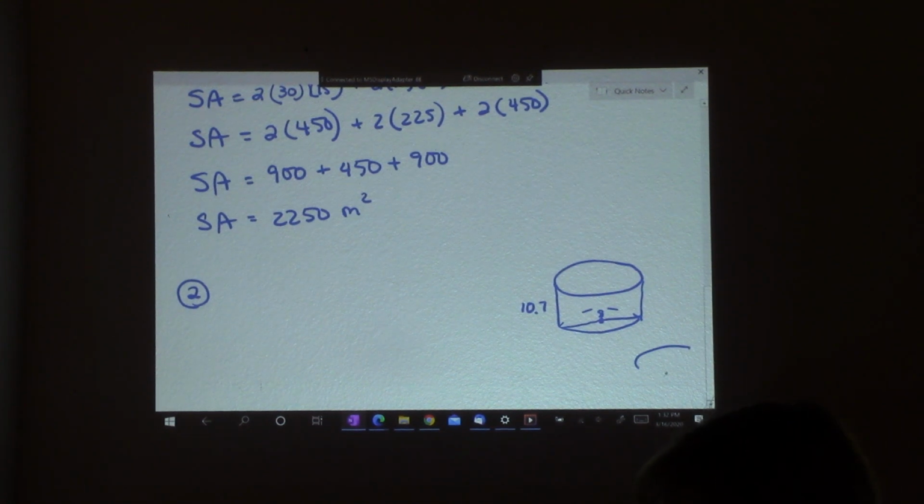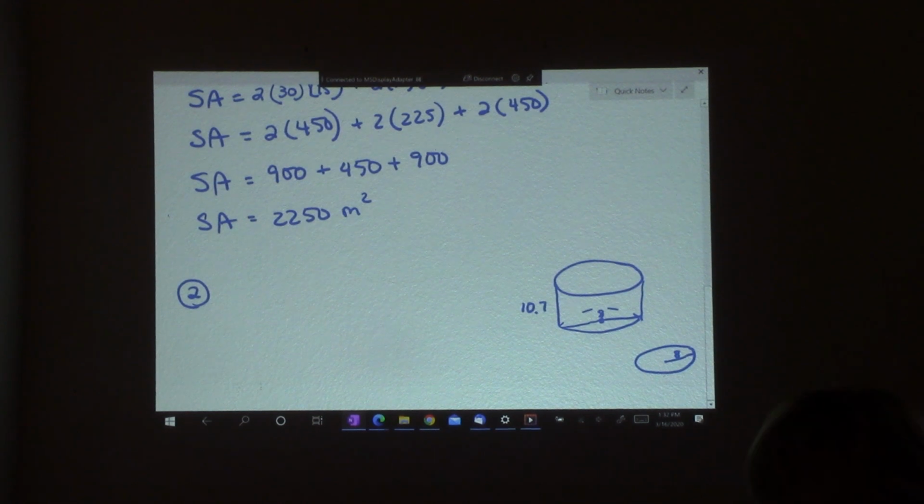If I have a picture like this, and the 8 is over just the radius, half the circle, then the 8 refers to the radius. When it's in the middle, it refers to the diameter. Okay, so my diameter is 8 then. Okay, so let's find the surface area.